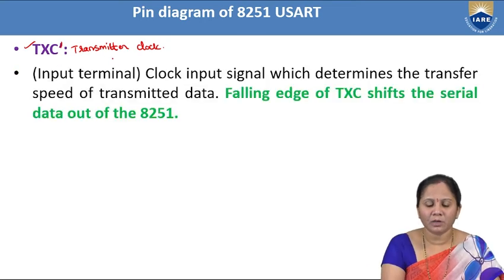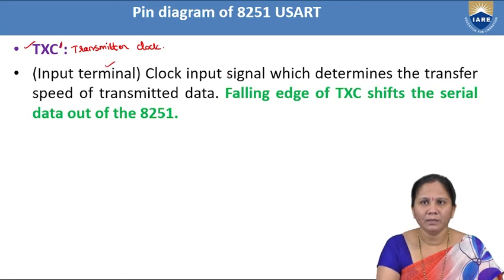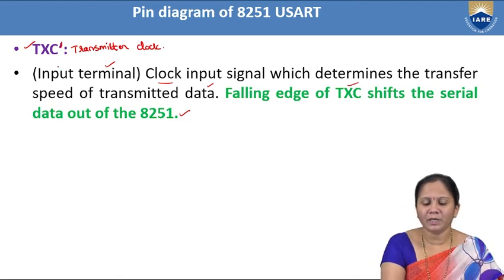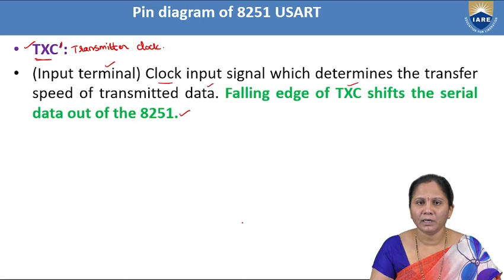So here this transmitter clock is the input terminal. It is a clock signal which determines the transfer speed of the transmitted data. At each falling edge of the transmitter clock, it shifts the serial data out from 8251A. So whatever data is being transmitted from the transmitter will be in the form of serial data. At every falling edge of the clock signal, one serial data bit will be transmitted.